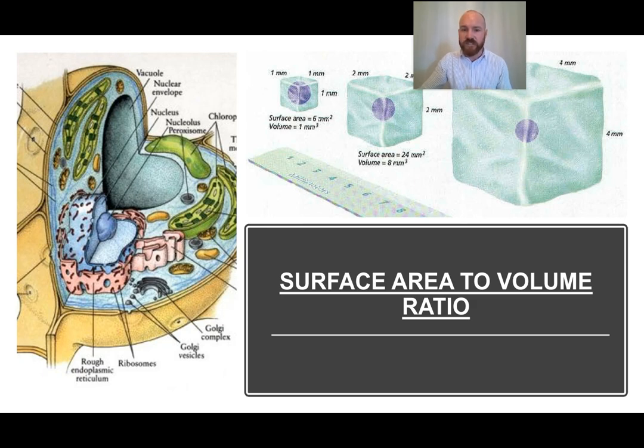If we look at this diagram here, we can see the purple dot represents an organelle, and then the surface area around it. If these are 1 millimeter cubes, the surface area ends up being 6 millimeters squared, and the volume is 1 millimeter cubed. And we can see that the volume, or the cytosol, the space inside but around that organelle, is quite small. So the membrane is close to the organelle.